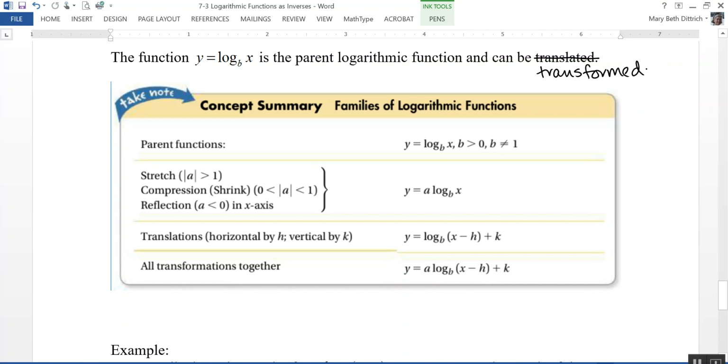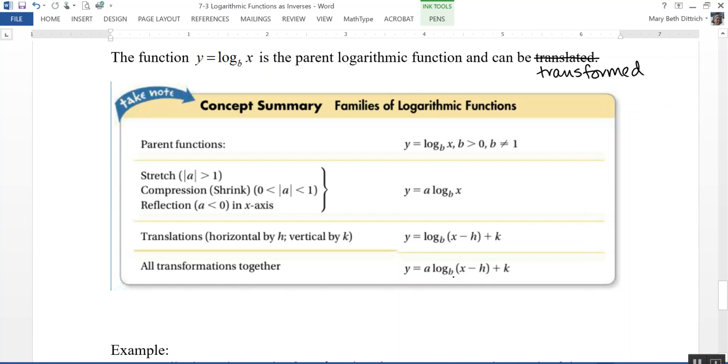can also do transformations on the parent logarithmic function, which is y equals log base b of x. So we can do stretches and compressions and reflections, and that's going to be reflected here in an a in front of log base b of x. We can also do horizontal and vertical translations, and again you're going to see this familiar x minus h on the inside of the function and this plus k outside of the function.